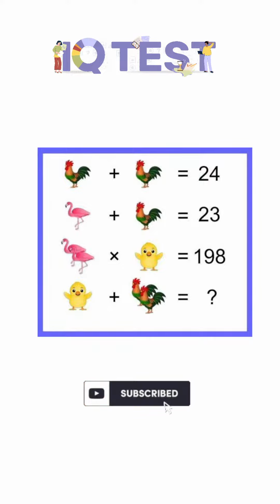Okay, it's 12. What do you have for the flamingo? The flamingo, what do you have? The flamingo is 11. And then the chick is 9. No, no, no. Please, the flamingo is 11.